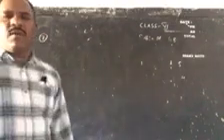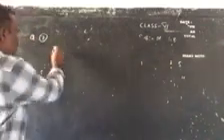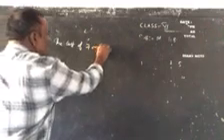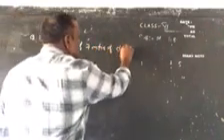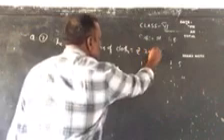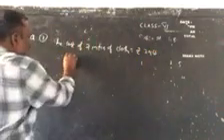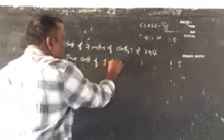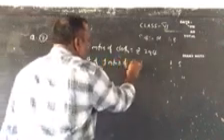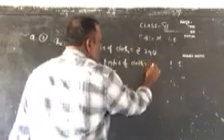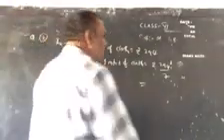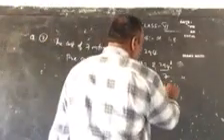The cost of 7 meters of cloth equals rupees 294. Therefore, the cost of 1 meter of cloth equals rupees 294 by 7. So how much do you get? 294 by 7 is rupees 42. You get rupees 42.